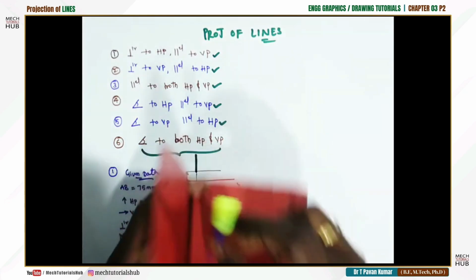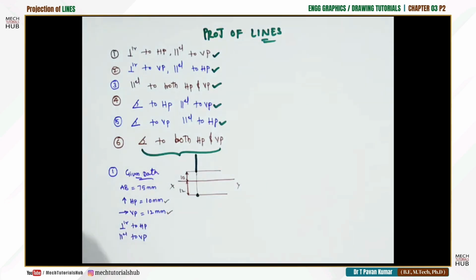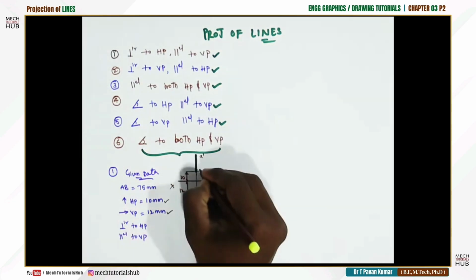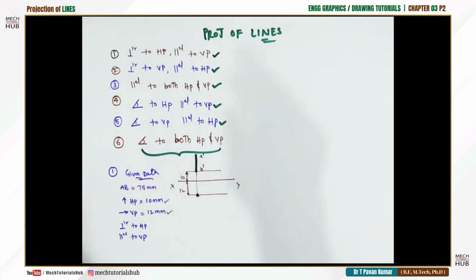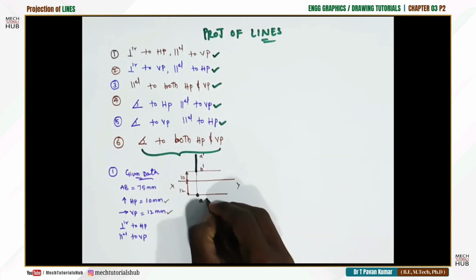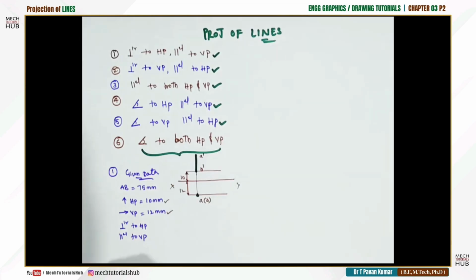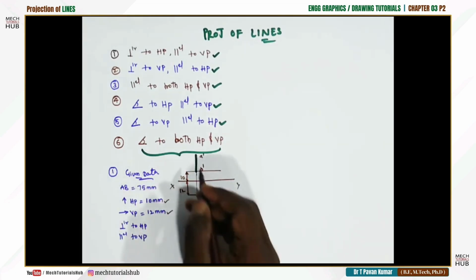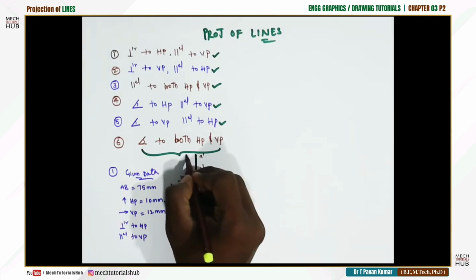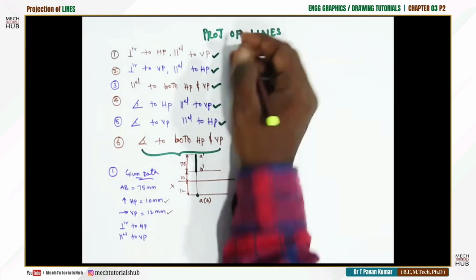So the true shape is visible, and you need to mark it like this. The top end is A prime and the bottom end is B prime, because it is the front view. Here from the top you could see only A; B is not visible, so keep it in brackets. This is the front view projection and the top view projection. Other than this, you also need to give the dimension of the length, which is 75. This is how you need to draw the solution.